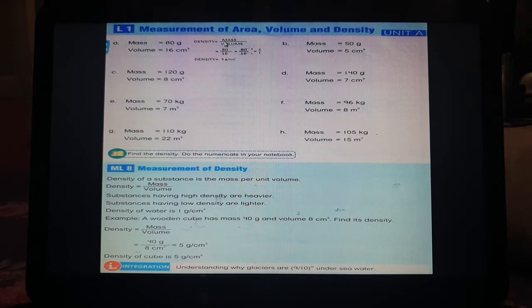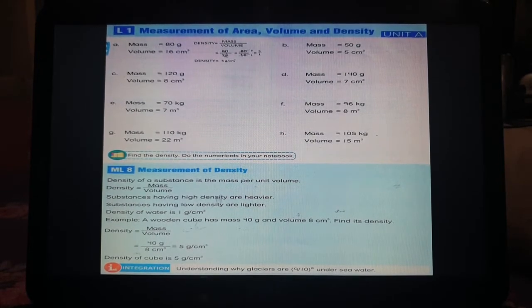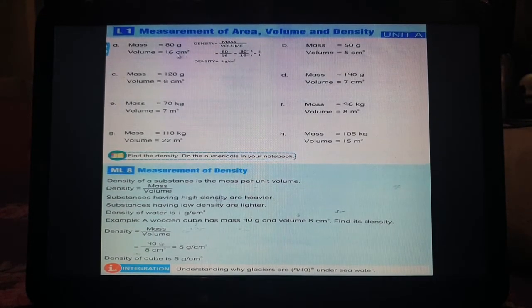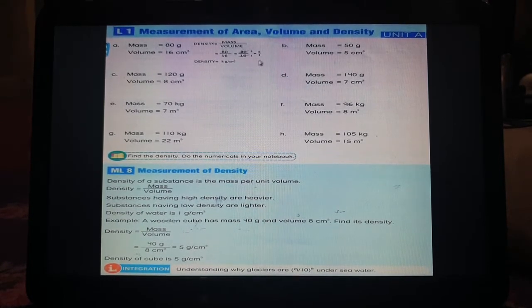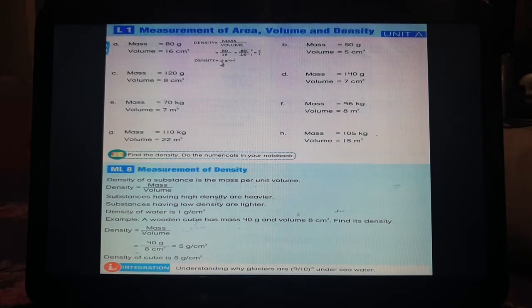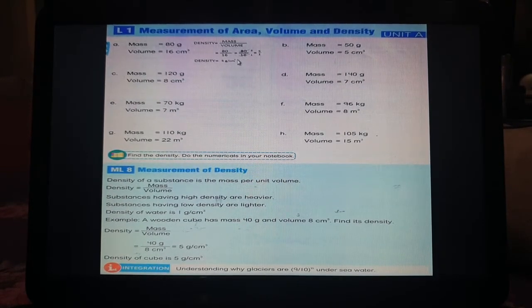So I know the mass of the given substance, that is 80. I know the volume, 16. When I cancel this, 16 ones are 16, 16 fives are 80. So 5 divided by 1 will be the answer. So density is 5 gram per centimeter cube.